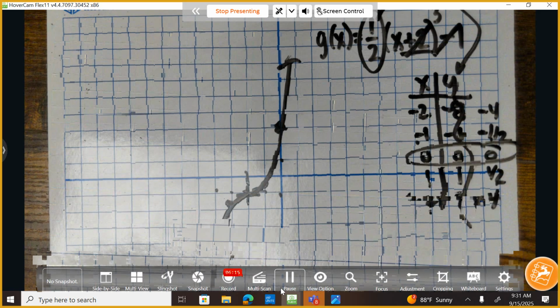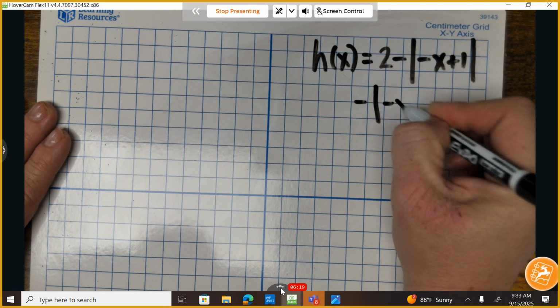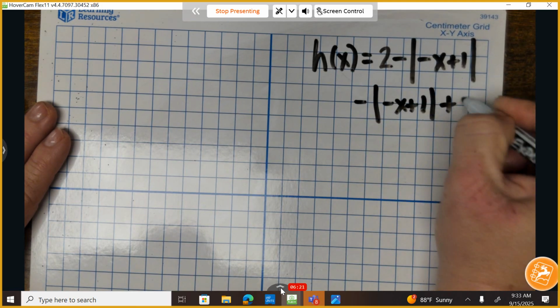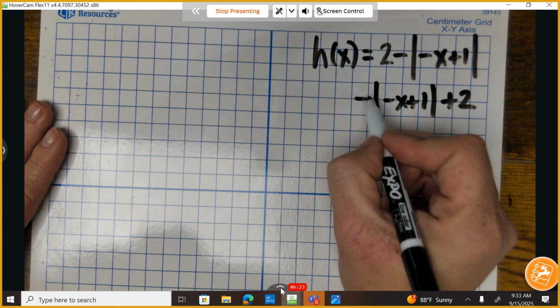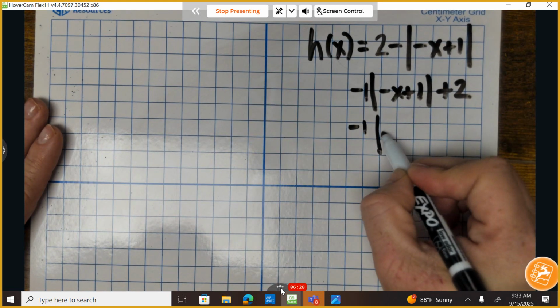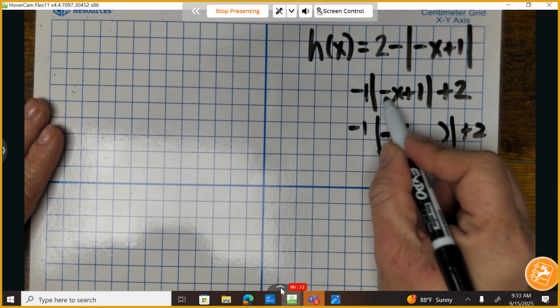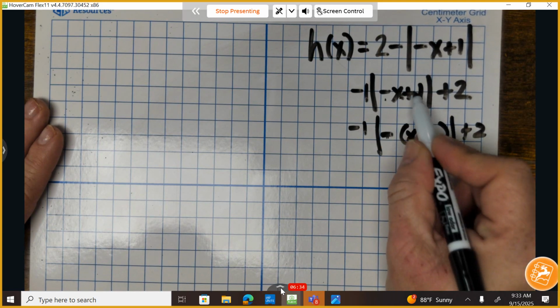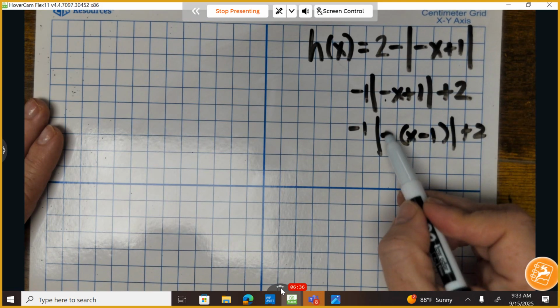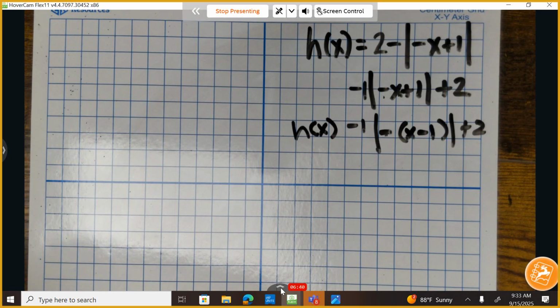Here's where I think students can make a common mistake. I'm going to start by writing this on the end, so it looks like this. Okay, and it's a positive 2. Also recognize this is the same as a negative 1, and then inside I need to factor out that negative sign. So negative times what is negative x? Got it. Negative times what is a positive 1? I just want to make sure that I did that correctly. Everything looks good, and now I feel more confident in my ability to accurately graph this translated absolute value function.